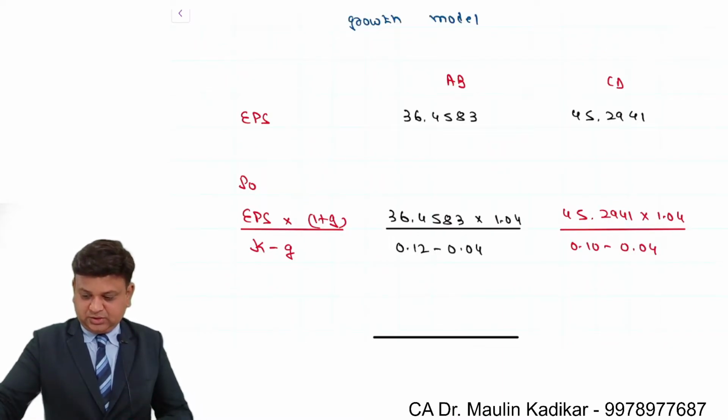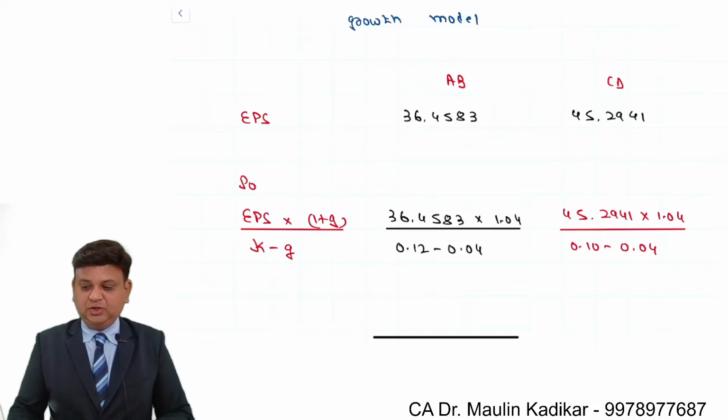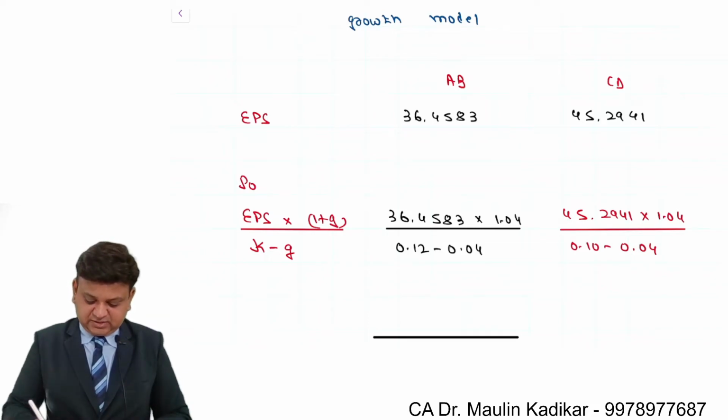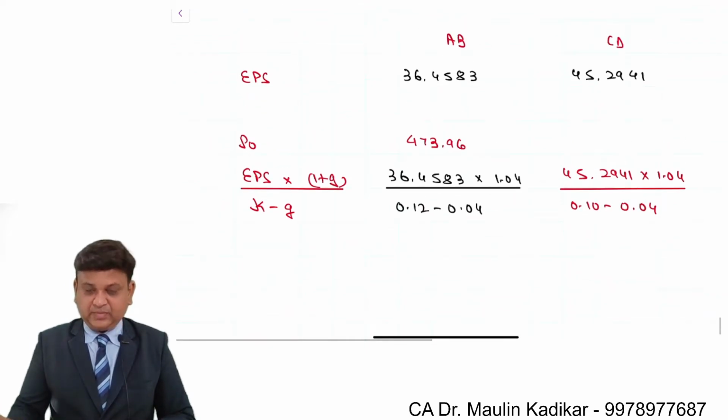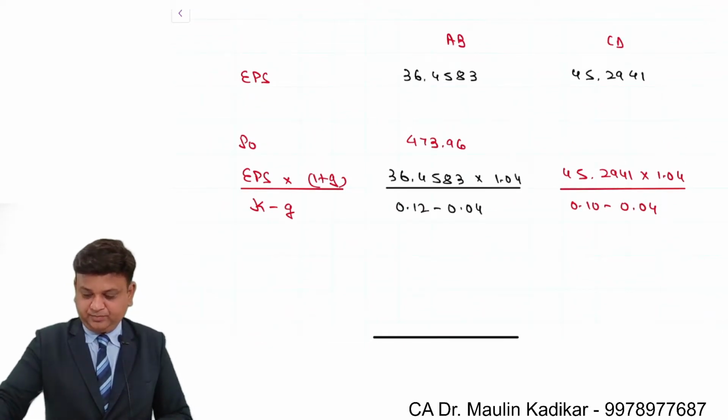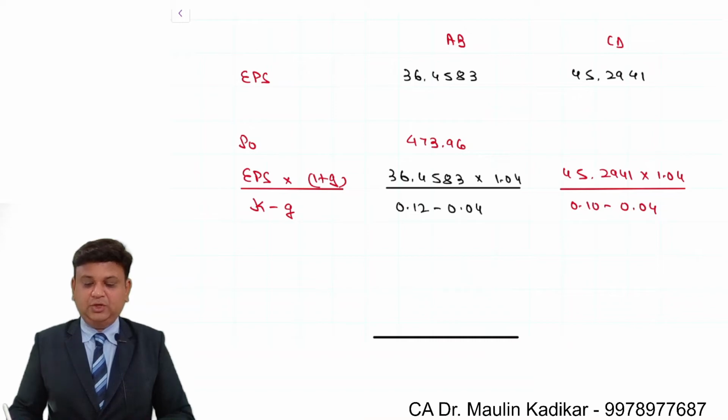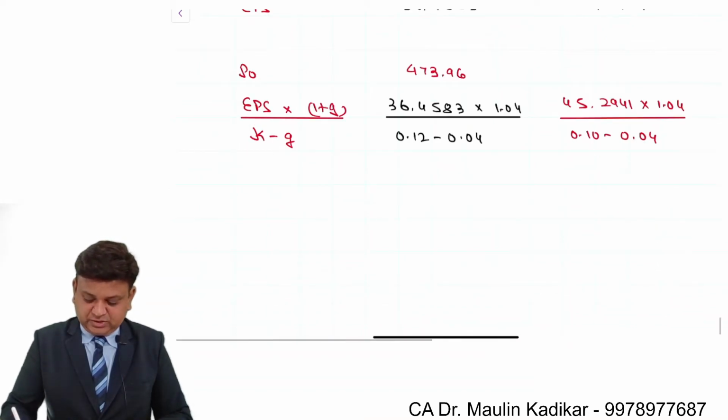So 36.4583 into 1.04 divided by 8 percentage. So 473.96. And for CD Limited, 45.2941 into 1.04 divided by 6 percentage. So 785.10.